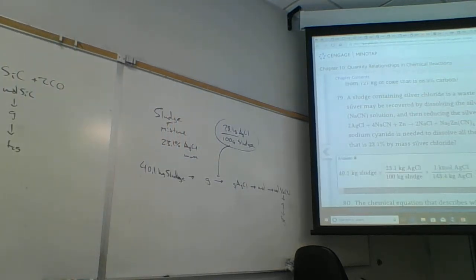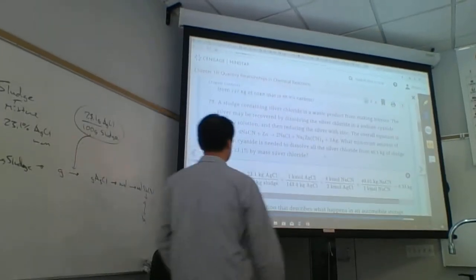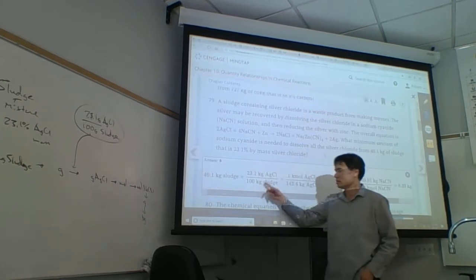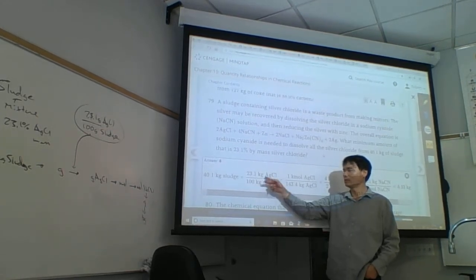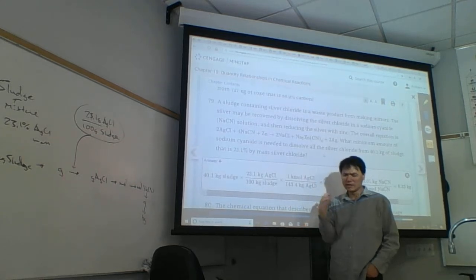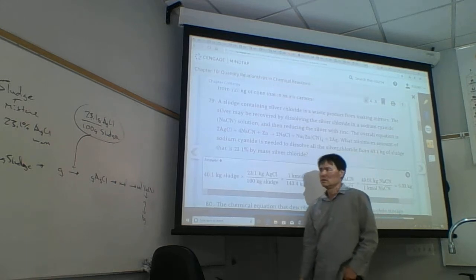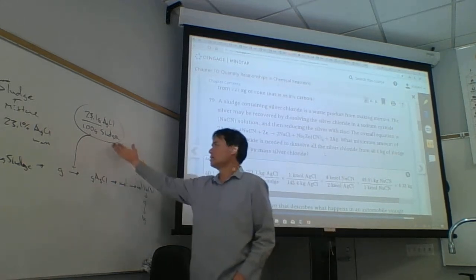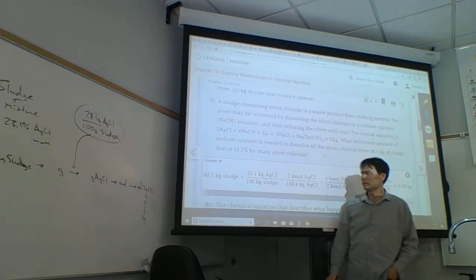Let's take a look at what they did here. So they went from kilograms of sludge. Now they use the percentage in terms of kilograms. You could use the percent by mass with any units. It could be pounds, it could be grams, it could be kilograms. So I'd like to be consistent, because then there's repetition and more repetition, and it becomes more familiar.